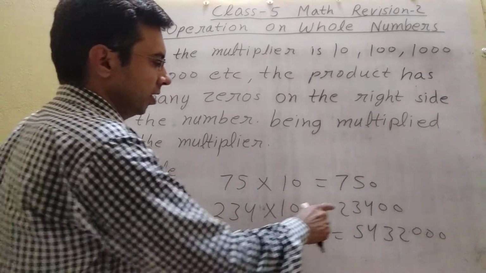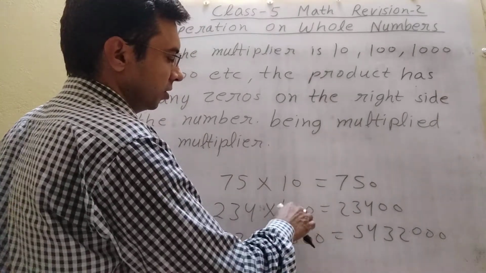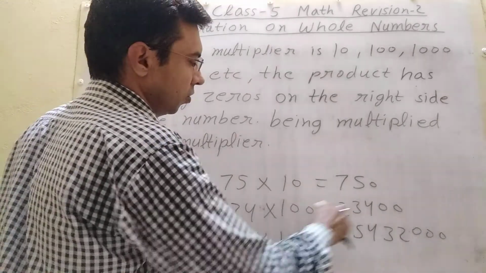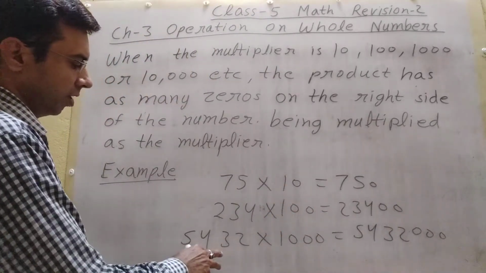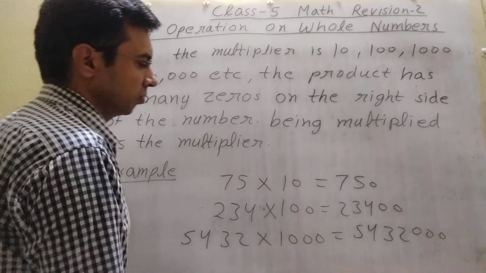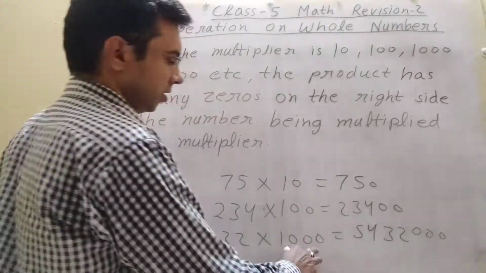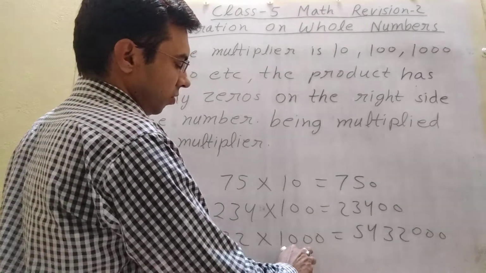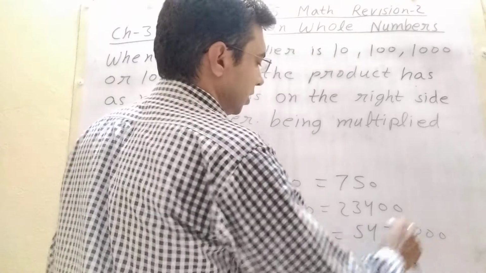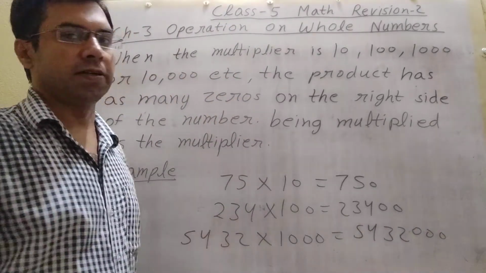234 into 100, write 234 and add as many zeros as this number has. So 2 zeros, 2 zeros. This is our product. 5432 multiplied 1000. So write 5432. Now add as many zeros as this number has. So 3 zeros, write 3 zeros here. So this is very easy.